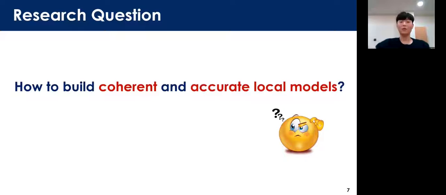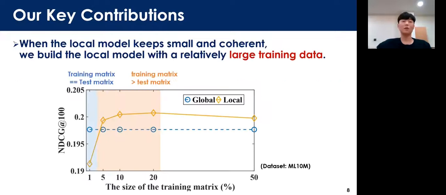Then, how to build coherent and accurate local models? We try to solve this question in two ways. First, we keep the size of the local models small and use extensive training data to solve the insufficient data problem. The graph below shows a simple experiment.